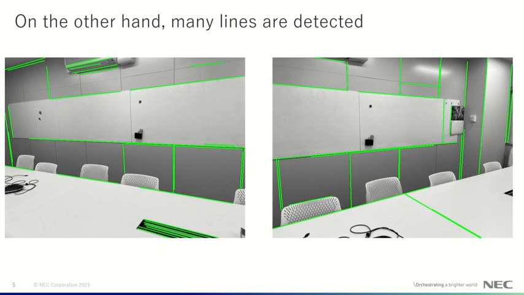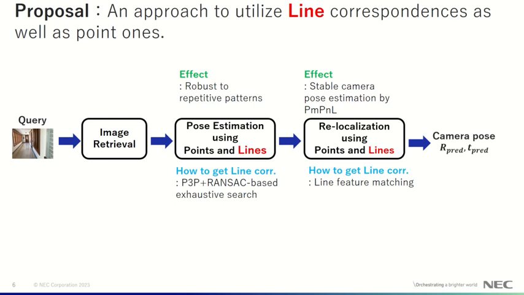On the other hand, many lines are detected even in textureless scenes in indoor environments. This motivated us to propose a novel pipeline to utilize line correspondences as well as point ones. Our pipeline starts by image retrieval as usual. After that, it conducts camera pose estimation using lines twice.